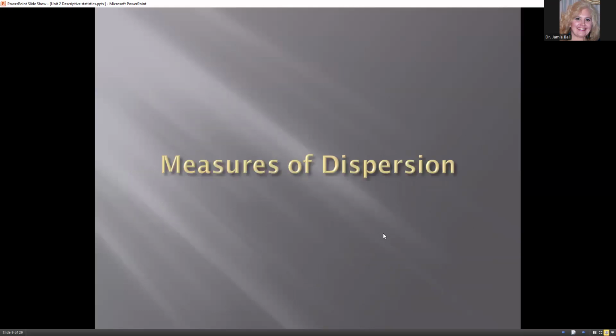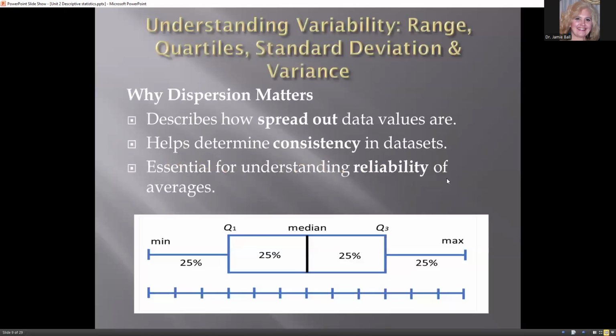So now let's talk about measures of dispersion. This is variability. Dispersion matters because it describes how spread out the data is. It can help us determine the consistency in data sets, and it's essential for us to understand the reliability of an average. Remember, reliability is when you get approximately the same results or the same score over and over again.